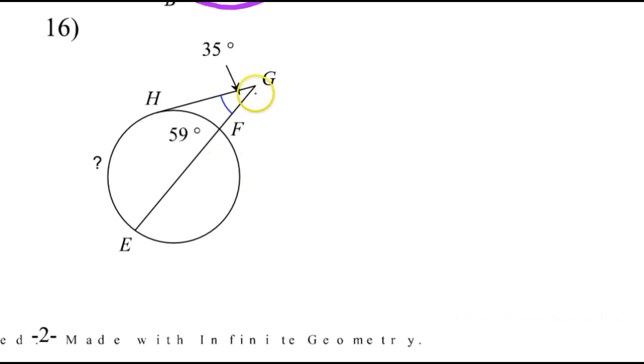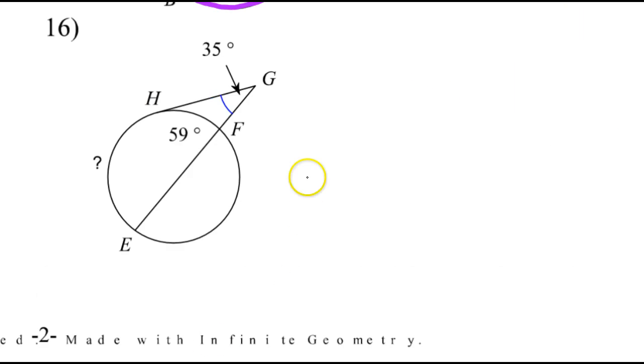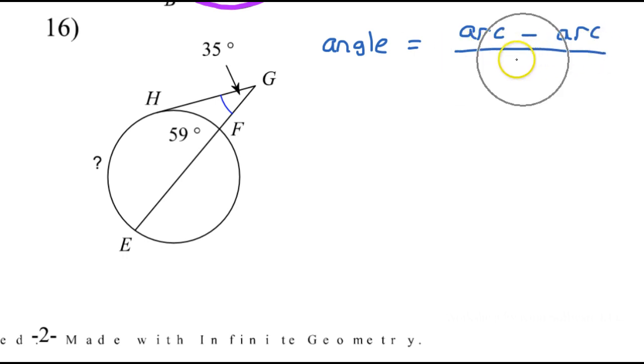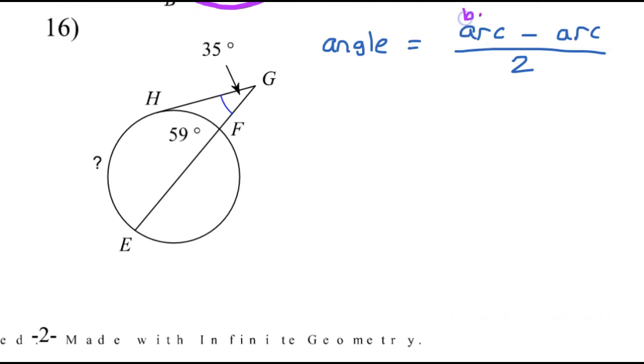Here comes another problem where the angle is outside the circle. We spoke about this earlier. Remember, when the angle is outside the circle, the relationship is angle is equal to arc minus arc divided by 2. And these are the two arcs in question. So I like to write down that formula in words first. So the angle is equal to arc minus arc divided by 2. And remember that's going to be the big arc minus the small arc.